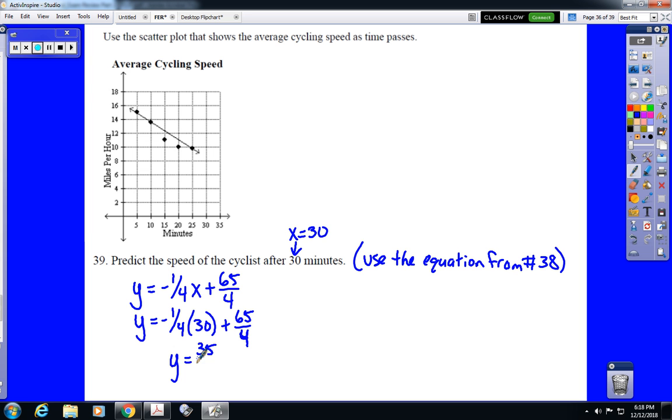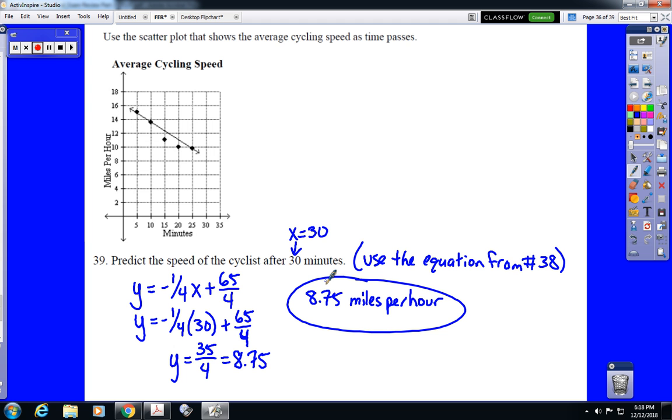So that would be 35/4. Now, this is a word problem. So at this point, I would be okay with you turning that into the decimal 8.75 because it wants you to predict the speed. Well, we would say 8.75, and then our units would be in miles per hour, which are the units given on the graph. So 8.75 miles per hour would be the answer to number 39.